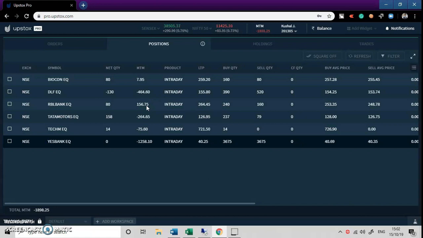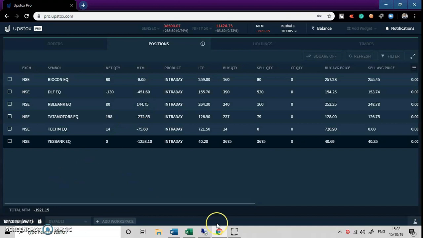Second thing, I would eliminate Yes Bank from my watch list, or any stock which is of a small price and which has a bigger spread. I would take liquid stocks which are very volatile and have less spread. So this is the first lesson that I have learned in algo trading. Tomorrow, when the fresh day starts, I would initiate with limit orders.